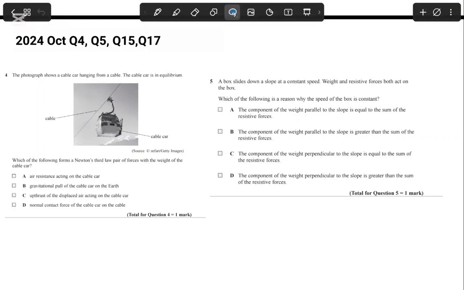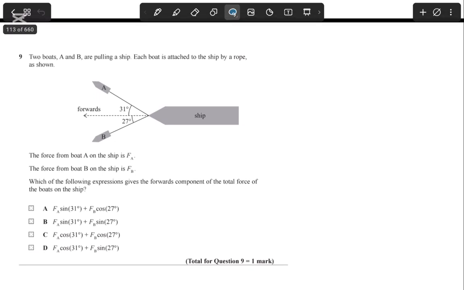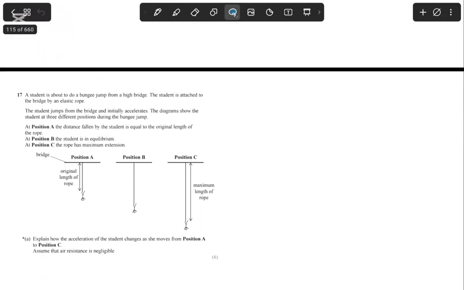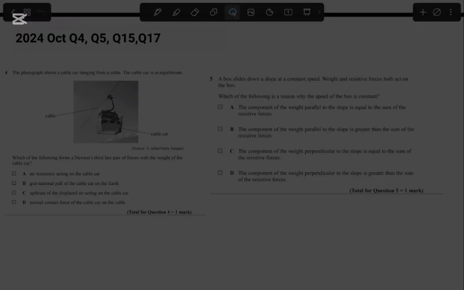We're going to be going through 2024 October, question 4, 5, 15, and 17. So you can pause the video, go through the questions yourself, and then watch me do it. For the MS and ER, you can go to the end of the video.